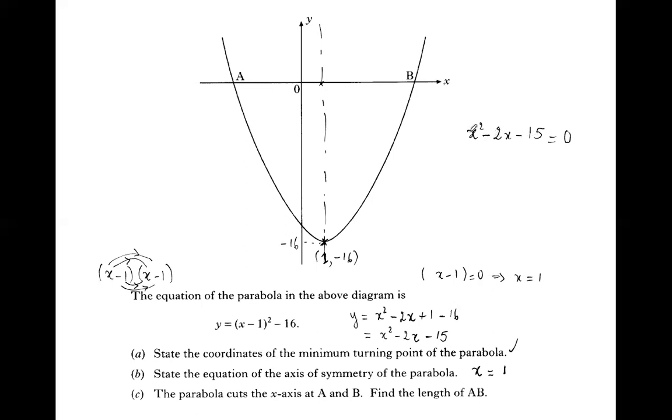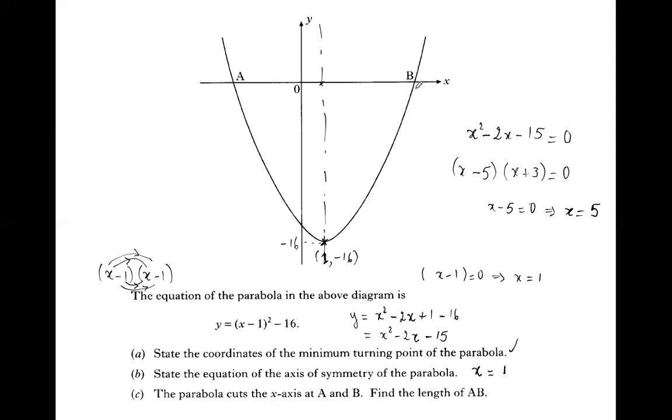So I've got two numbers. If I times them together, I get negative 15, and when I add them, I get negative 2. Negative 5 plus 3. That gives me my answers, yeah? And when is this equal to 0? When x minus 5 equals 0, meaning x equals 5, yeah?